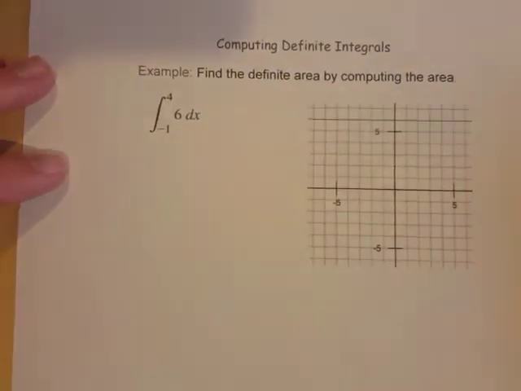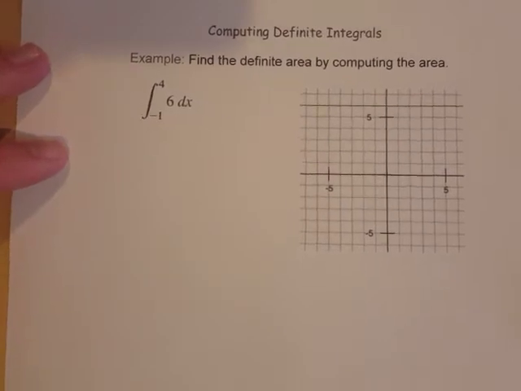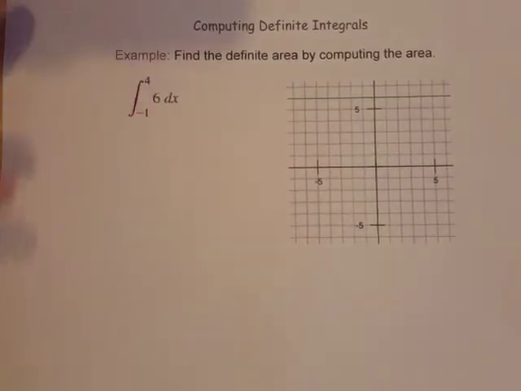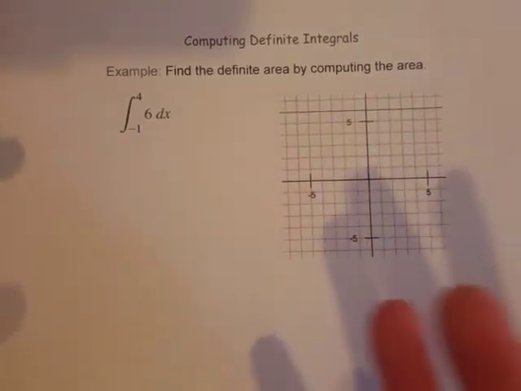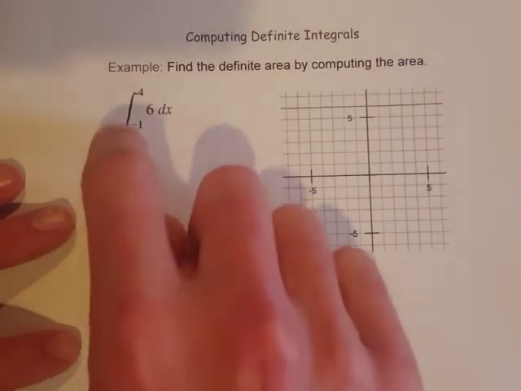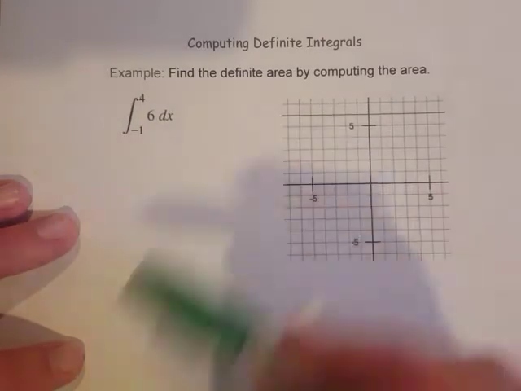This is the first of 3 examples that will illustrate how to interpret, first of all, this notation. That's really the important part here, is to know what that notation means, but then to find the area under a curve from one number to the next and get some sort of an answer out of this.